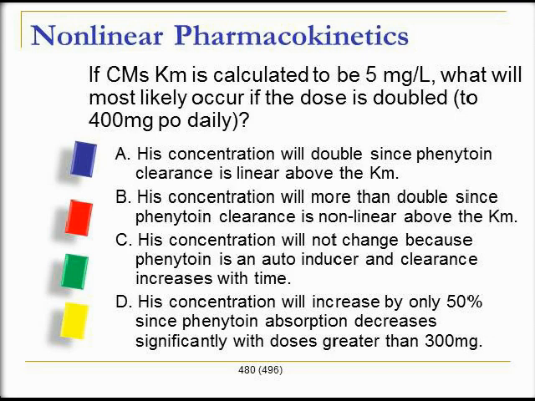A, his concentration will double since phenytoin clearance is linear above the Km. B, his concentration will more than double since phenytoin clearance is nonlinear above the Km. C, his concentration will not change because phenytoin is an autoinducer and clearance increases with time. Or D, his concentration will increase by only 50% since phenytoin absorption decreases significantly with doses greater than 300 milligrams.